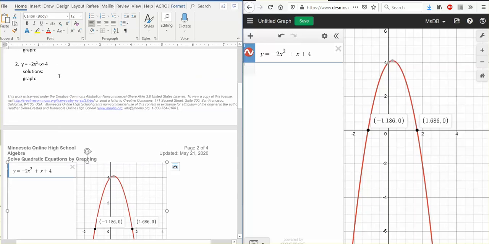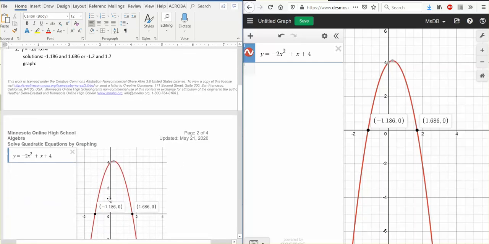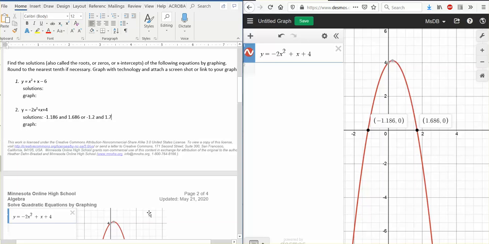So I also need to type the solutions. One of my solutions was at -1.186, and the other one was at 1.686. Now, can you round these? Yes. You could round that to -1.2. If you don't want to worry about whether you're rounding correctly or not, you can go ahead and type all of the digits that Desmos gives you. Sometimes you'll get exact answers for the roots, like integer answers, and sometimes you'll have a decimal approximation. So that's how you would do number 2.